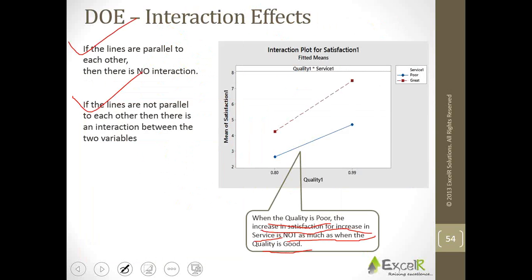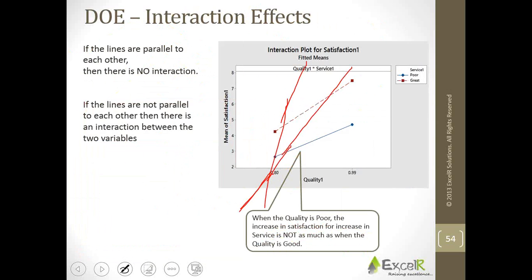If the lines are not parallel to each other, then there is an interaction between the two variables. If the lines are like this, they are parallel. If they are like this, then also they are parallel. But if there is a slight difference like this, then somewhere it's going to interact. Then you can say that yes, there is an interaction effect. Hence, the lines should not be parallel.